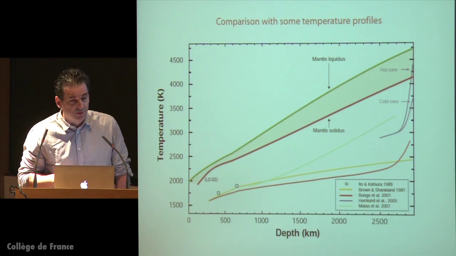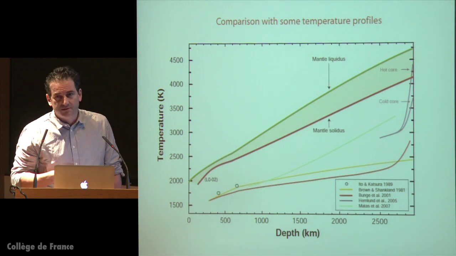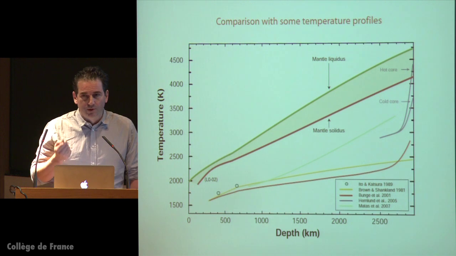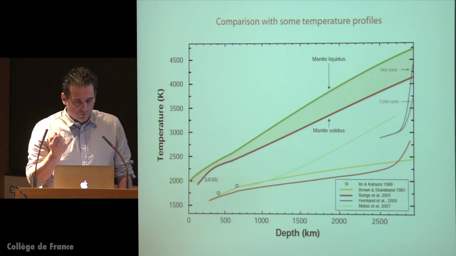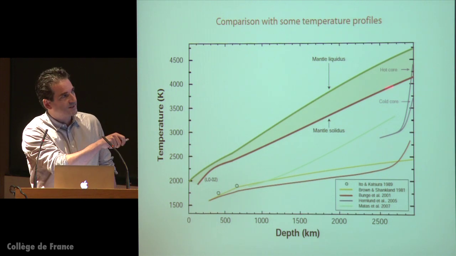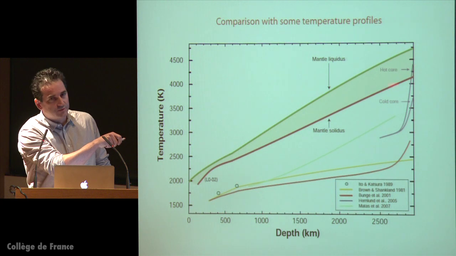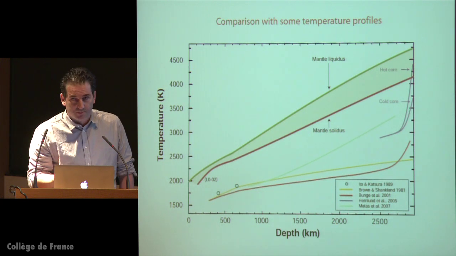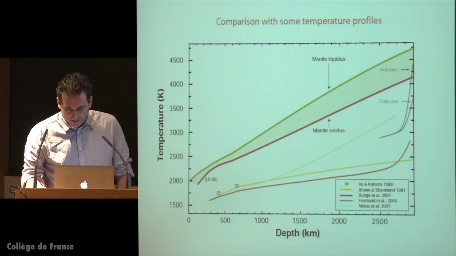A second possibility to melt in this region is, of course, to change the composition. If you put additional material like water, like sodium, potassium, or the elements that would lower the melting curve or the solidus compared to pyrolite, then you could melt those materials at lower temperature compared to pyrolite.